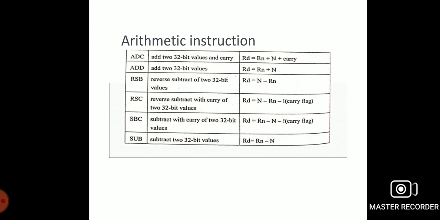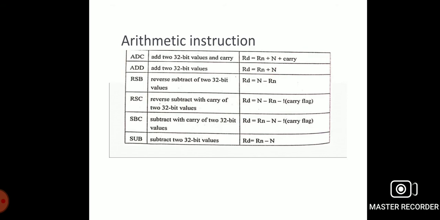Next, the reverse subtract, that is RSB. It is a reverse subtract of two 32-bit values, that is Rd is equal to N minus Rn.